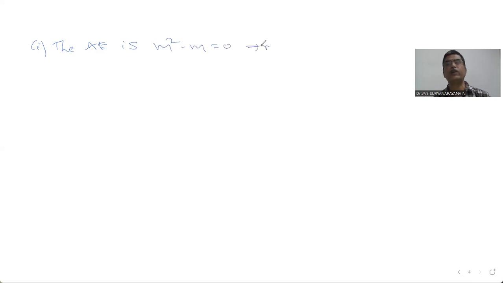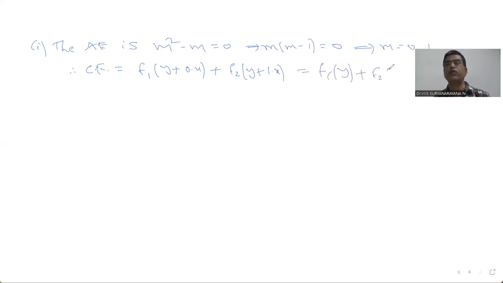It can be easily factorized by taking out m as common. We get m(m − 1) = 0, which gives m equal to 0 and 1. Both are real and different, so m1, m2 are different. So our complementary function, as per the procedure, is given by some function f1(y + m1x), that is y + 0x, plus another function f2(y + m2x), that is y + 1·x. That is f1(y) plus f2(y + x). This is step number one, very simple. So we got the complementary function: some function of y plus some function of y + x.